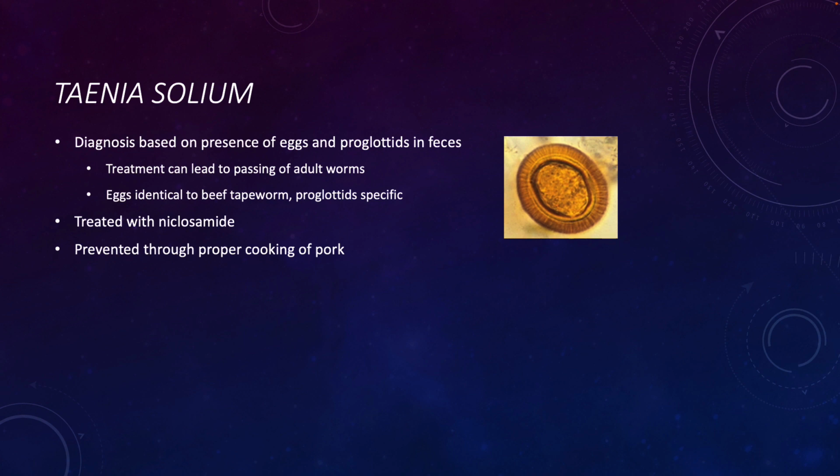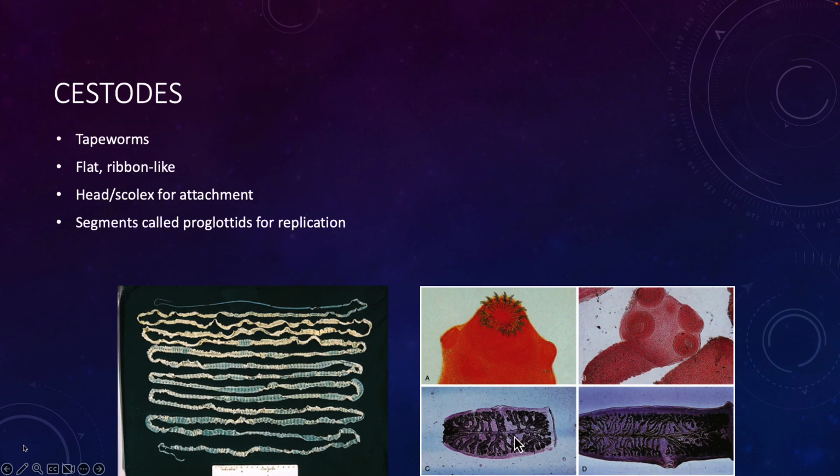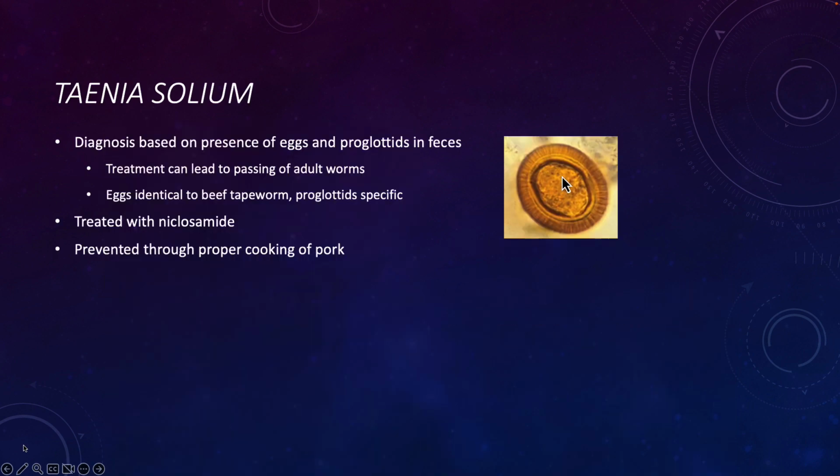The eggs are identical to beef tapeworm, so it can be really difficult to differentiate which species is causing the infection. However, the proglottids are specific. So again, if you see these structures, beef and pork tapeworm have different looking structures because these are called uterine branches. Pork and beef tapeworm have different numbers of uterine branches. There is treatment available. It's relatively straightforward. And of course, infection can be prevented by the proper cooking of pork. That's the classic way that most patients will present with a pork tapeworm infection.